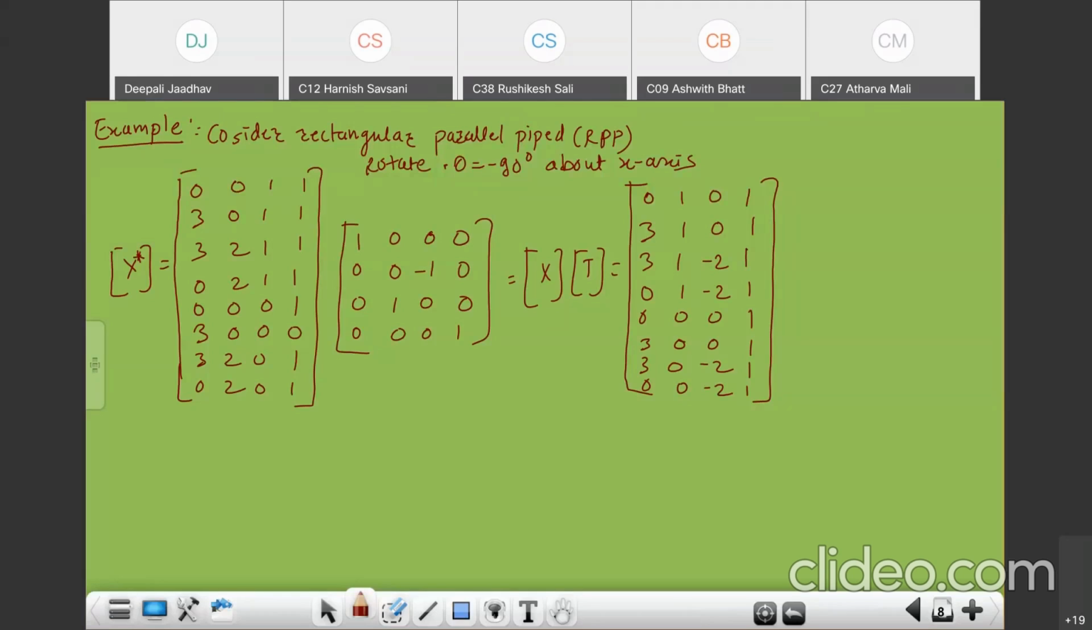What is your observation? Observe this x coordinate and this x coordinate. Both are the same, but because we rotate about the remaining axes, we change this by the remaining value. So the result will look like this.